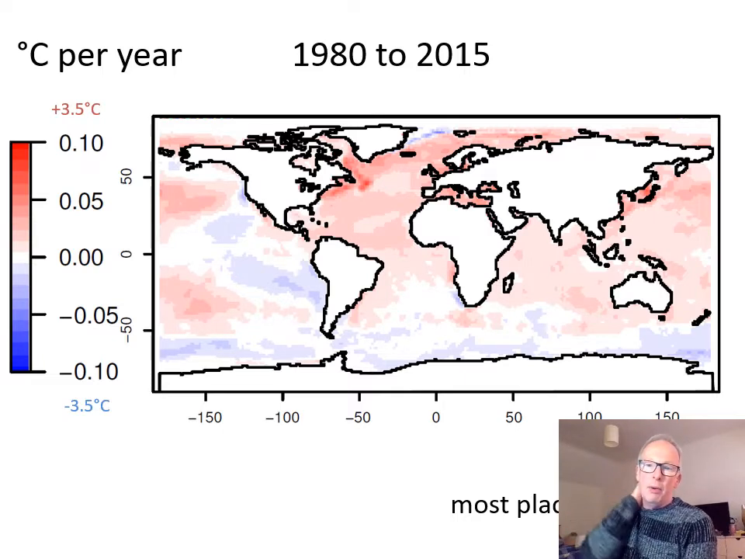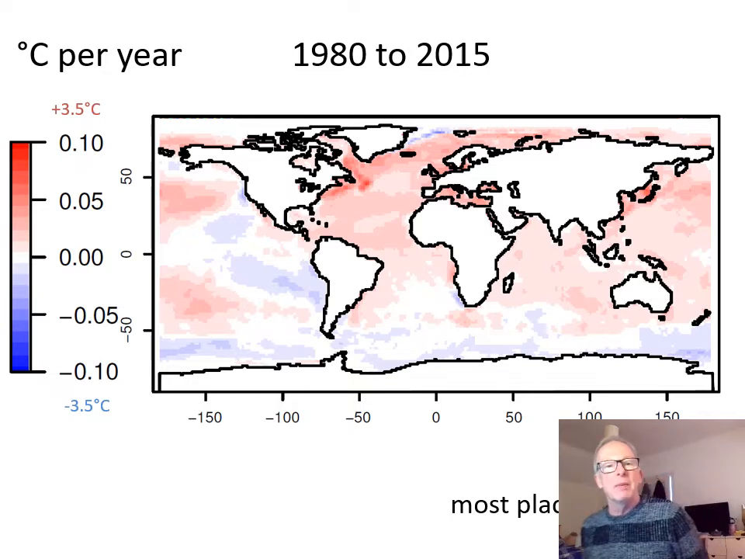If we look at the globe over more recent times, so from 1980 to 2015, here's a map of the trend in temperature in 1 degree grid squares from a monthly data set of sea surface temperature from the Hadley Centre. And you can see that large parts of the globe have been warming up to 0.5 degrees centigrade per year, and some places faster than that. Although not everywhere in the world has warmed.